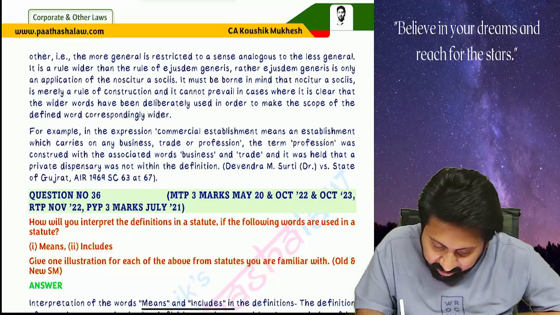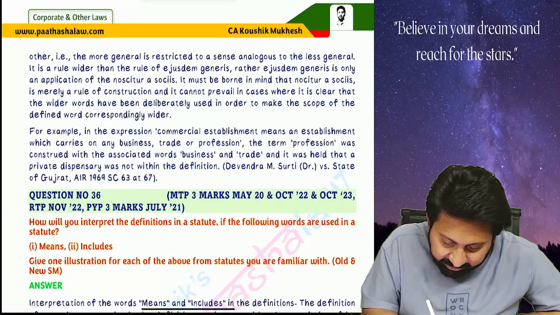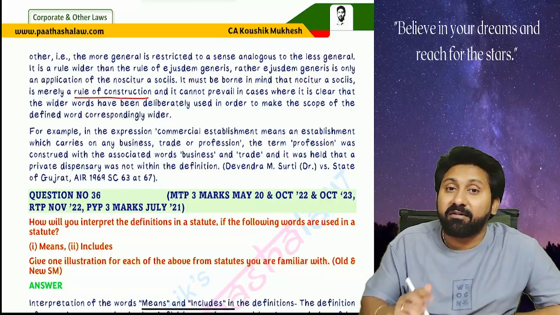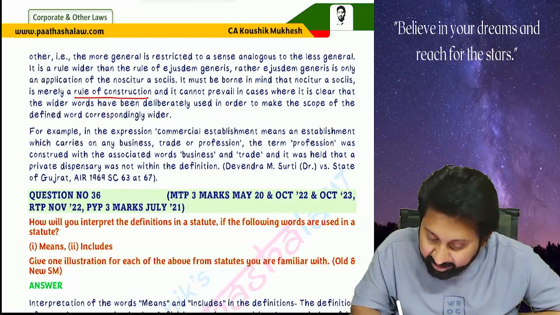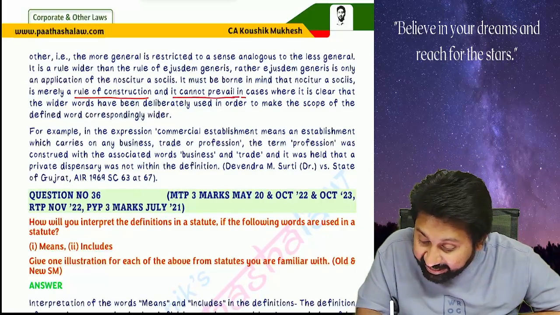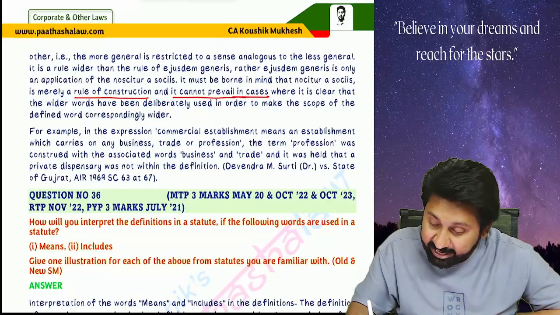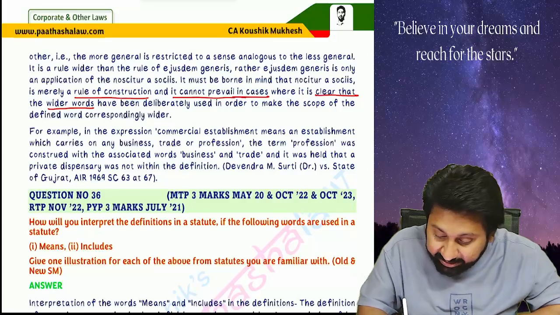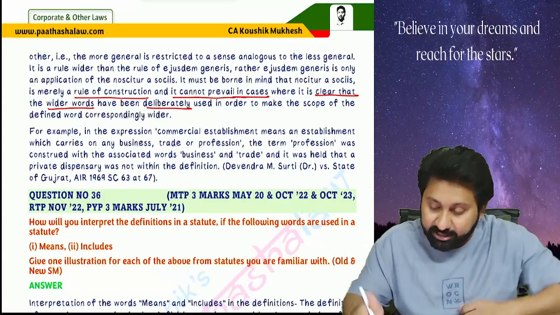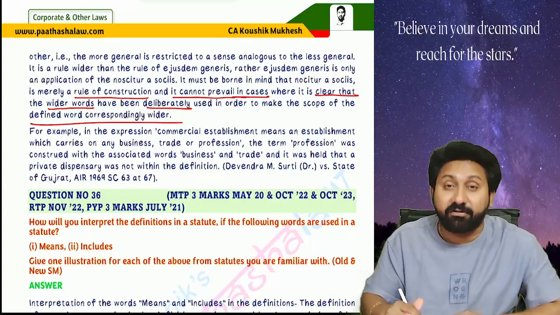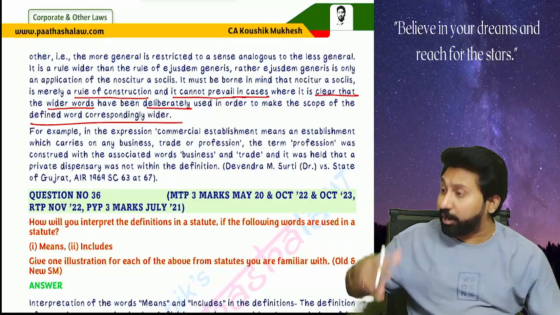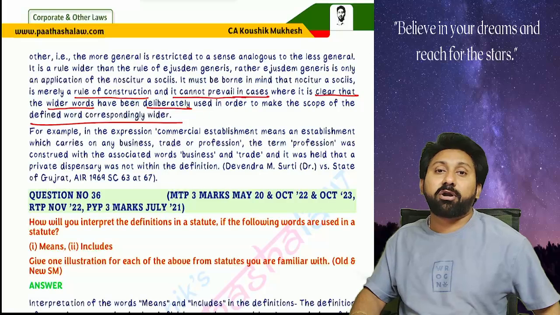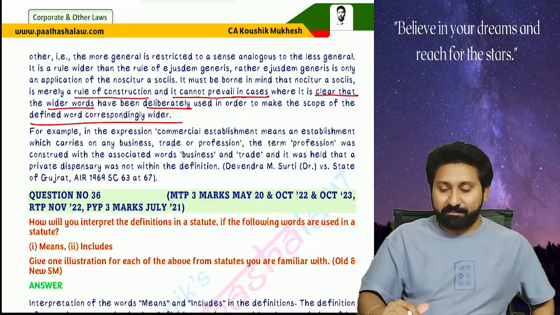It must be borne in mind that Noscitur sociis is merely a rule of construction. Construction means that when words are unclear, only then should you apply it. It cannot prevail in cases where it is clear that wider words have been deliberately, intentionally used in order to make the scope of the defined word wider. If the government's intention is to really include that, then you should not apply Noscitur sociis. Artificial water bodies should come in; the government's intention is to include them.